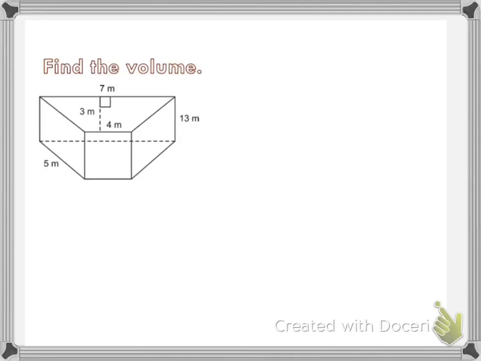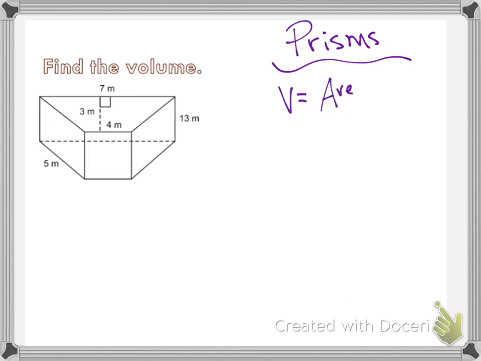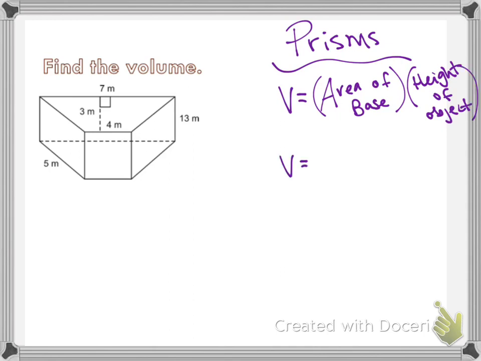So before we begin 11.6, we're going to review 11.5. 11.5 went over prisms and cylinders, but a cylinder had the same volume formula as a prism, and that was the area of the base, and then times the height of the whole object. So to find the volume, you're going to first need to know what shape is the base.